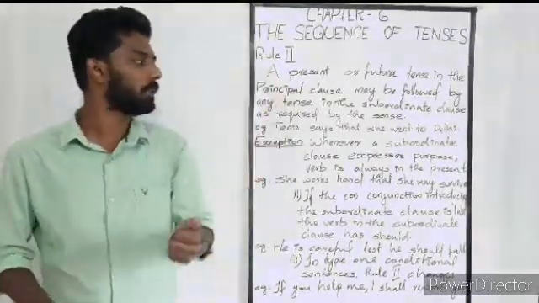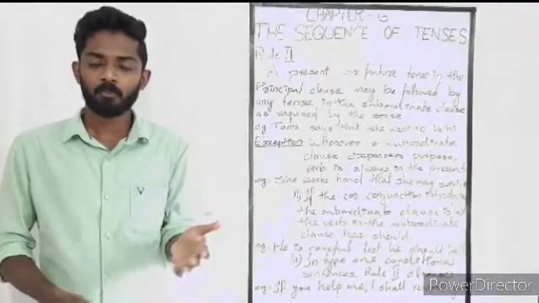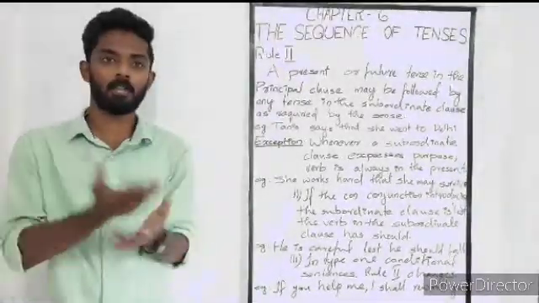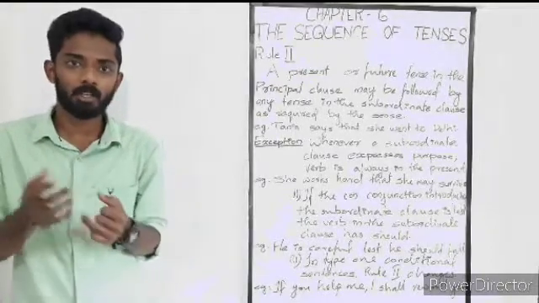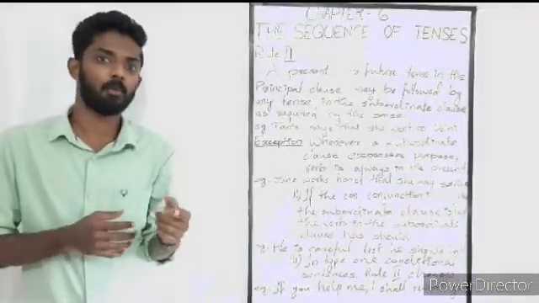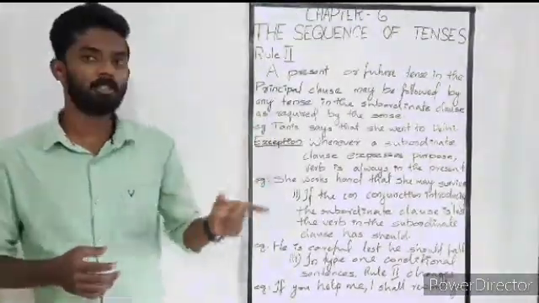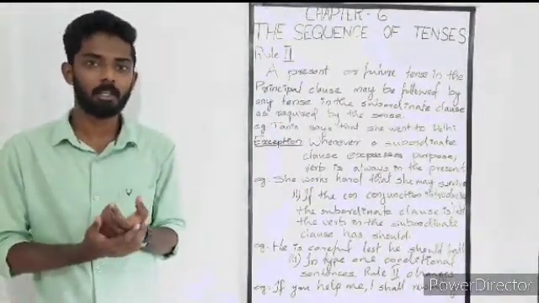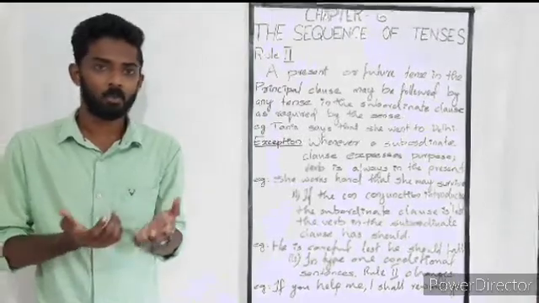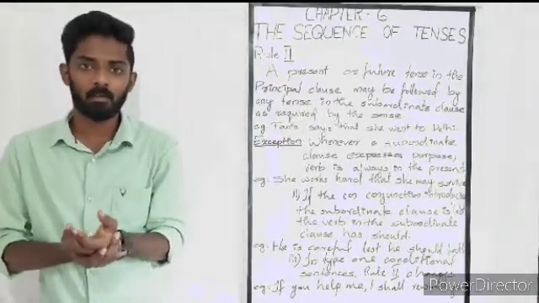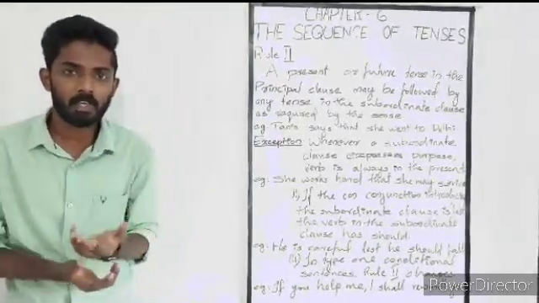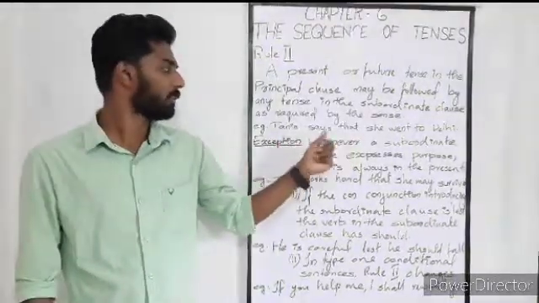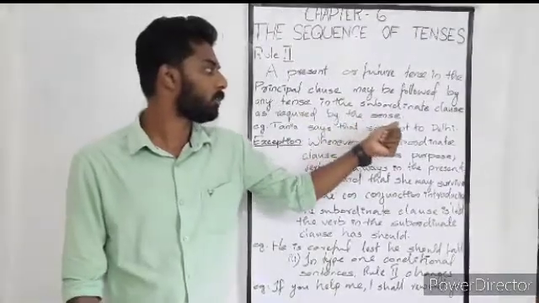the sequence of tenses. So, the second rule about the sequence of tenses is: a present or future tense in the principal clause may be followed by any tense in the subordinate clause as required by the sense. I can explain with an example. Tanya says that she went to Delhi.